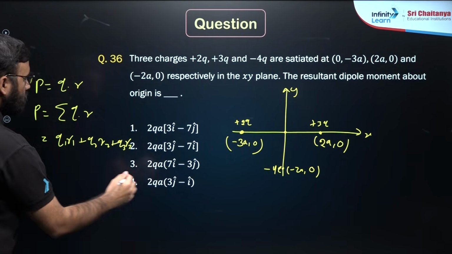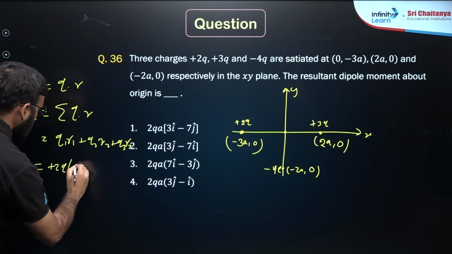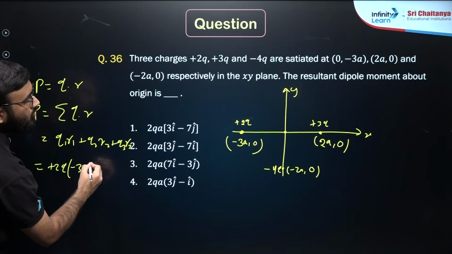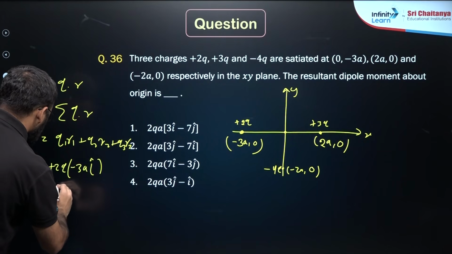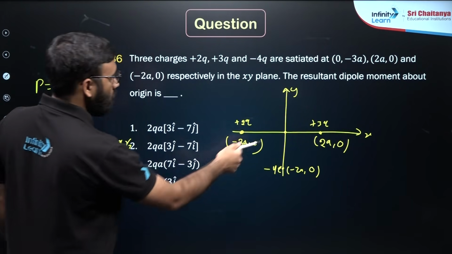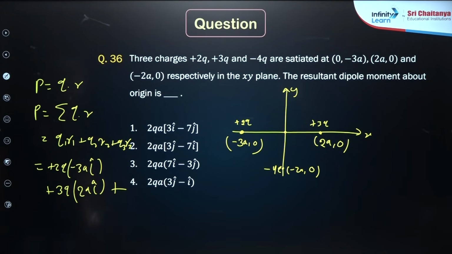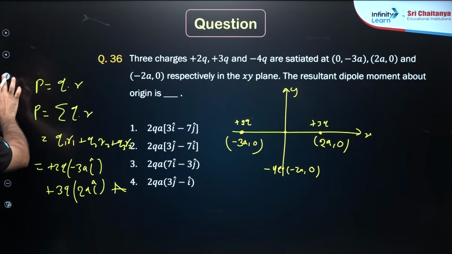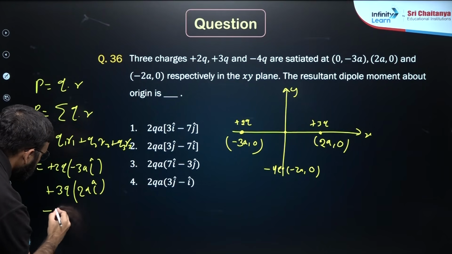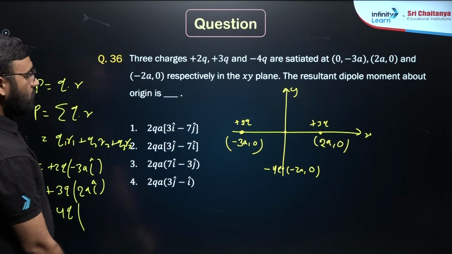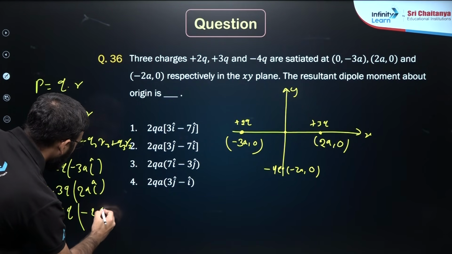Okay, so the first charge is plus 2q, into minus 3a j cap, sorry, i cap, plus the second one is 3q into 2a i cap, plus the fourth one is minus 4q. So plus minus is minus, so minus 4q into minus j cap, minus 2a j cap.